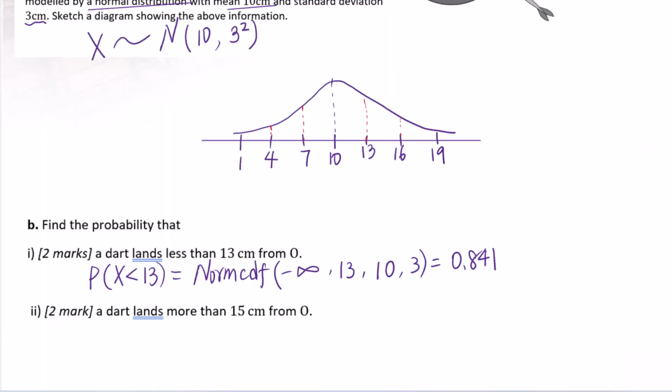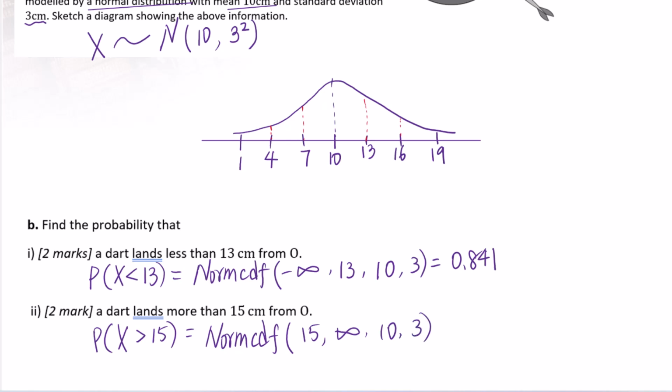B2. Find the probability that a dart lands more than 15 centimeters from O. We are looking for the probability of X greater than 15. We will use normal CDF. 15 is the lower bound. Positive infinity is the upper bound. Mean 10, standard deviation 3. Go to the calculator.